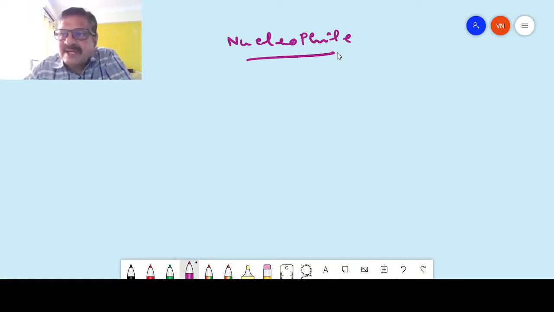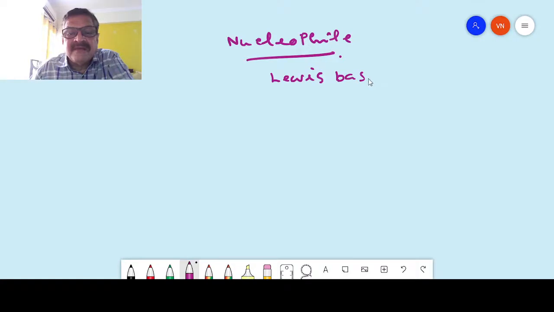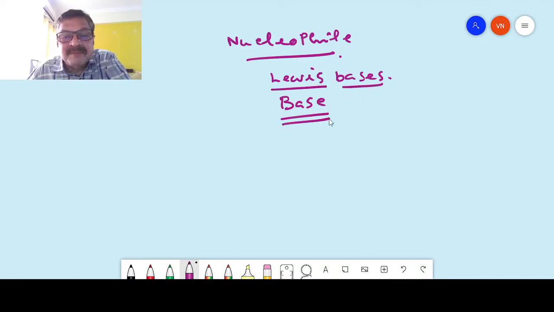Okay, nucleophiles are Lewis bases. So Lewis bases means it will have a lone pair or a pi bond. This will react with electrophilic sites, electrophiles, other than a proton. Now, what is a base? We are saying Lewis base here, and if you simply say base, it implies Bronsted base.